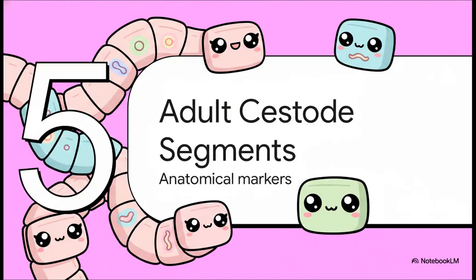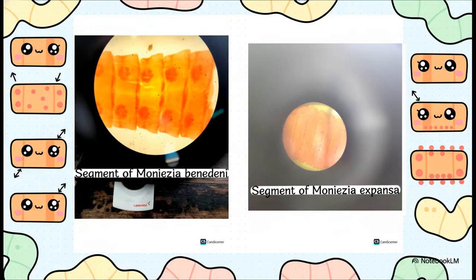Section 5. Adult cestode segments. Let's move down the body of the adult worm and examine the specific anatomical markers of the segments, or proglottids. Now we're comparing 2 species of Moniezia. At a quick glance, both species' segments are wider than they are long, and both have genital pores that open bilaterally on the edges. But to actually tell them apart on a practical exam, you have to look closely at a very specific marker, the placement of the interproglottal glands.